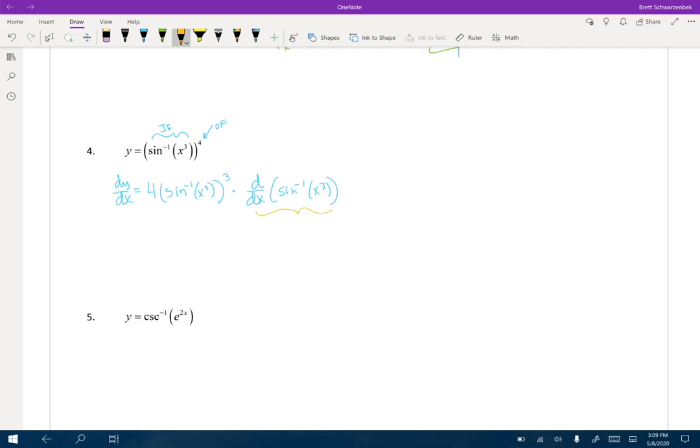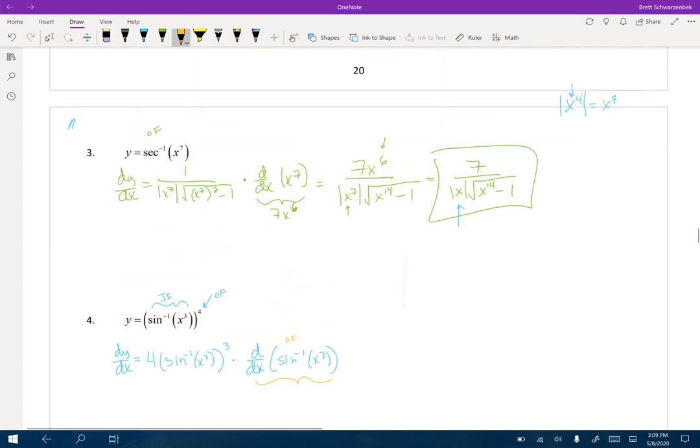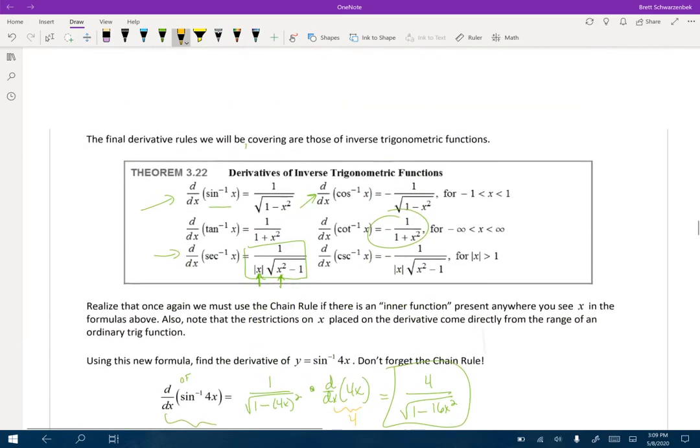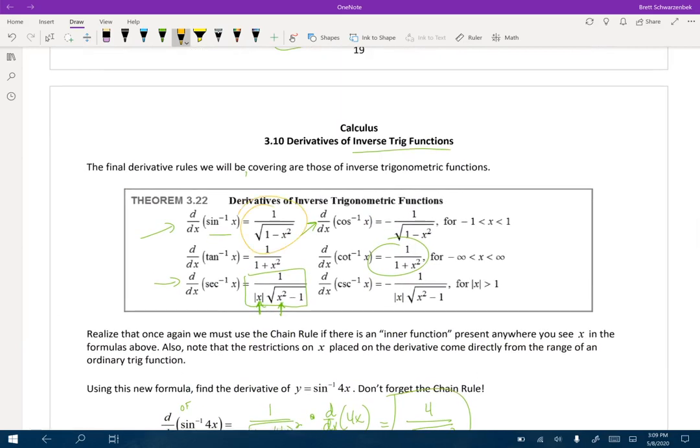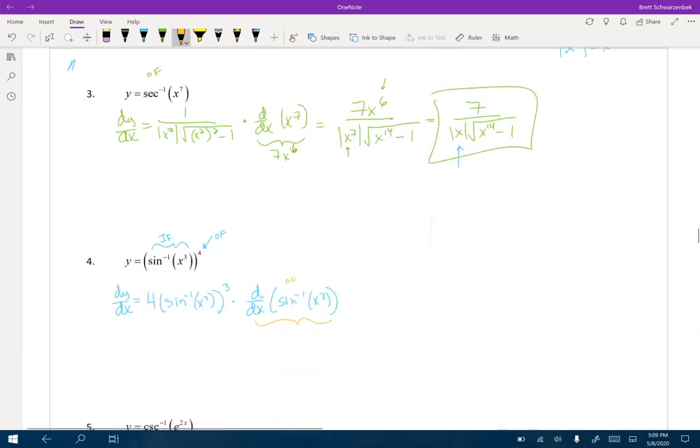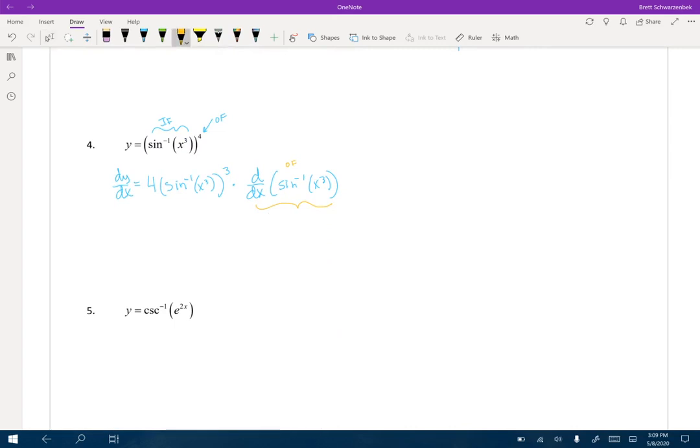So what do we do? Well, the outer function this time is the sine inverse. So if we recall, the derivative of sine inverse is 1 over the square root of 1 minus x squared. So how does that work? We're going to get 1 over the square root of 1 minus our inner function squared times the derivative of our inner function, which we know, that's a 3 here, is going to be 3x squared.